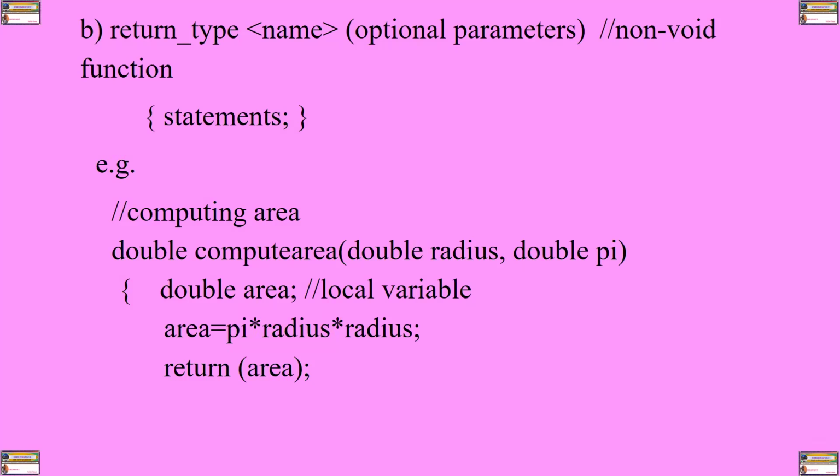So as you can see, area is a local variable and the content in it is of type double, similar to the return type for the function called computeArea, which is of type double. And then you have the closing brace there.